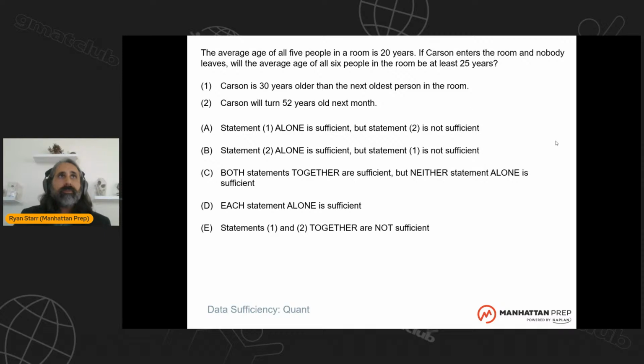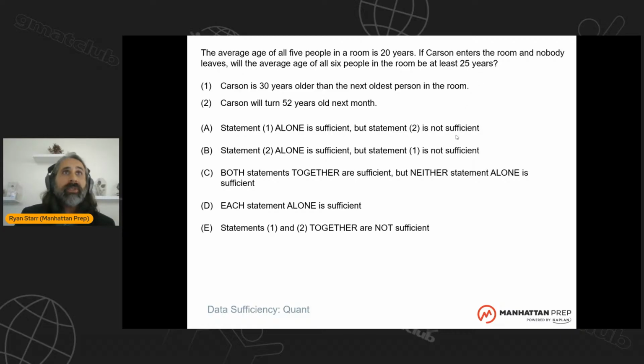But look, if we're looking at these two statements, and we're just looking at this from an educated guess perspective, we're not really trying to do this problem. We're trying to get in and out in under 30 seconds. And in those 30 seconds, ideally, cut down on some of the answer choices. It's very doable in data sufficiency. We would look at the question stem, figure out what we need to know. We've got an average. Carson enters the room and nobody leaves. Literally the most ominous wording I've ever seen in a GMAT type question. And it asks, will the average be at least 25 years old?